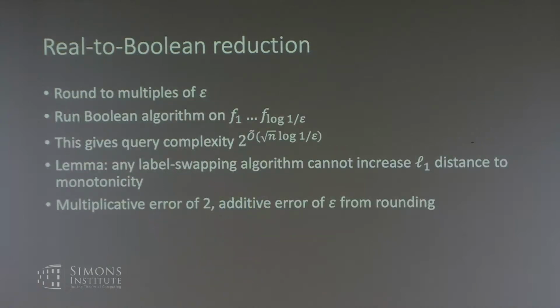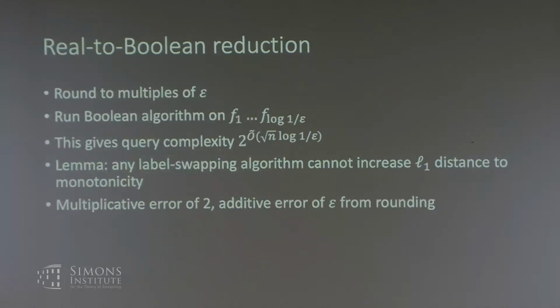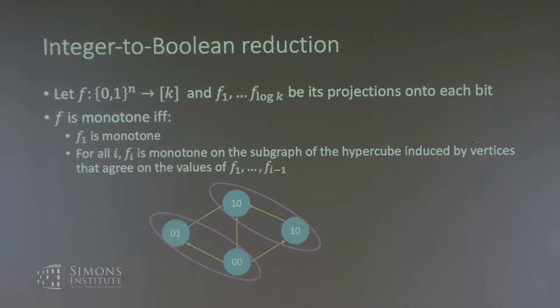So because of this way to state monotonicity in k values in terms of Boolean monotonicity, suppose we're still in the integer case, you just run k iterations. So you correct monotonicity in the first bit, and then within the set of vertices that agree on the first bit, correct in the second bit, etc. Then you end up correcting monotonicity for the whole k.